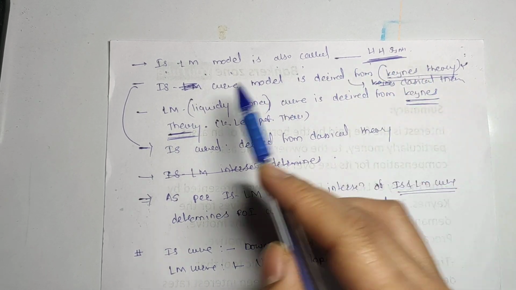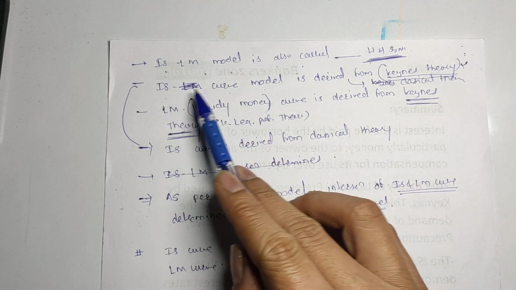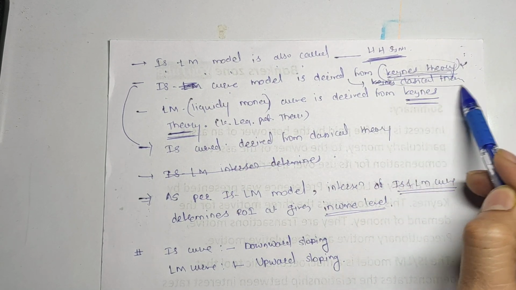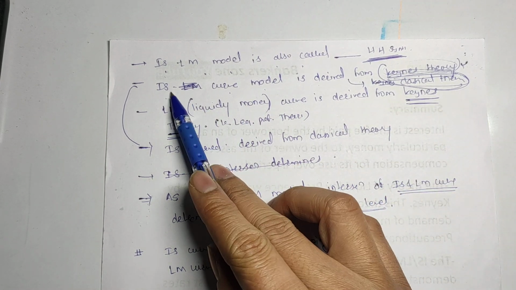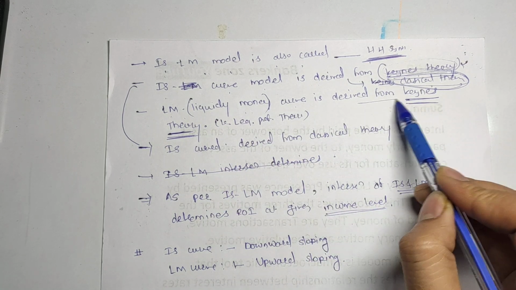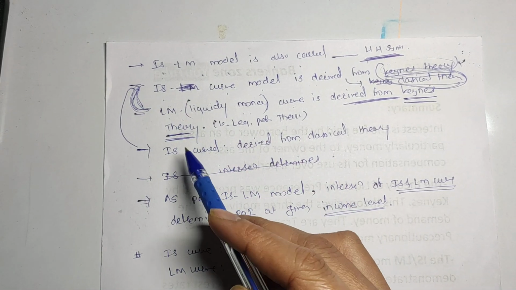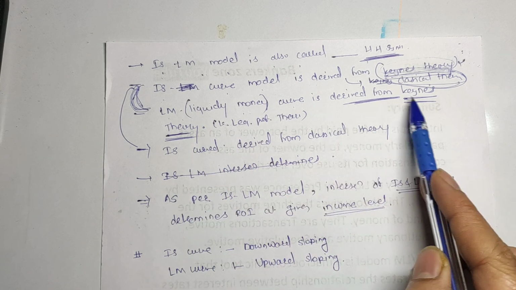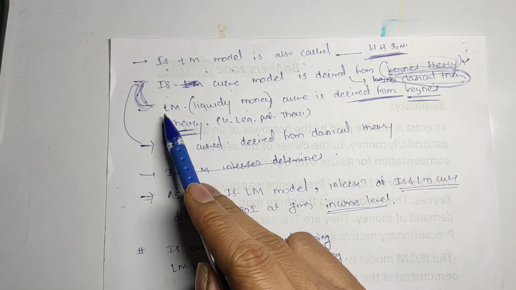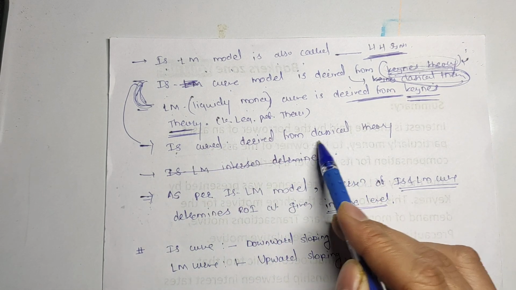Hicks-Hansen synthesis. The IS curve, I have already told you, is derived from the Keynes theory. No, it is not derived from the Keynes theory, it is derived from the classical theory of interest. Remember, IS is from the classical theory, and the LM curve, that is the liquidity money curve, is derived from Keynes. Very important. They are asking this question, they have already asked in previous examinations. IS is from classical and LM is from Keynes, because Keynes's name itself, it is a liquidity preference theory, and liquidity preference is nothing but the liquidity money.